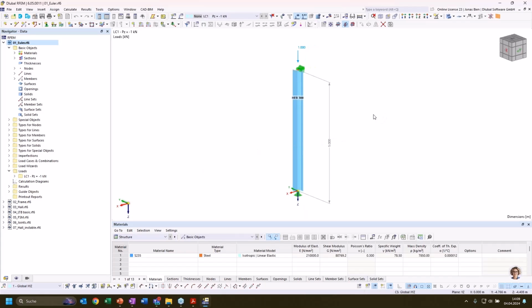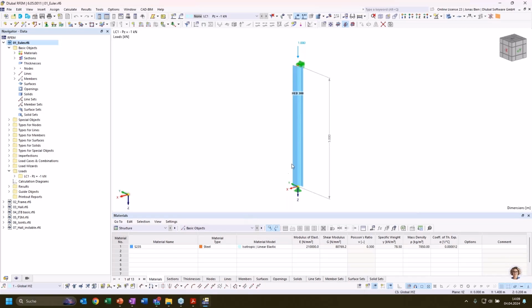So let's jump into the program. As I said, I have prepared some smaller models for you. The first one is this simple Euler case. I have an HEB 300 beam with a length of 5 meters, and I applied a unit load of 1 kilonewton that sets the member under compression.